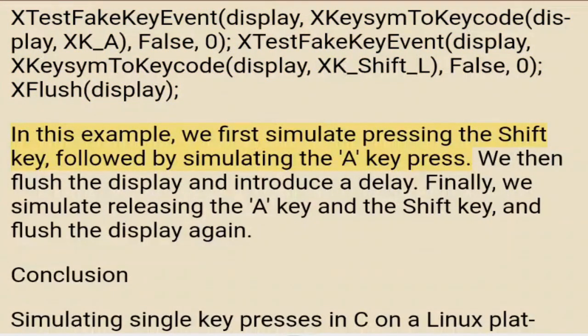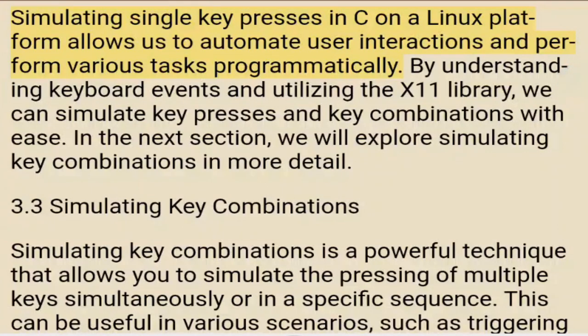In this example, we first simulate pressing the Shift key, followed by simulating the A key press. We then flush the display and introduce a delay. Finally, we simulate releasing the A key and the Shift key, and flush the display again. Conclusion. Simulating single key presses in C on a Linux platform allows us to automate user interactions and perform various tasks programmatically. By understanding keyboard events and utilizing the X11 library, we can simulate key presses and key combinations with ease. In the next section, we will explore simulating key combinations in more detail.